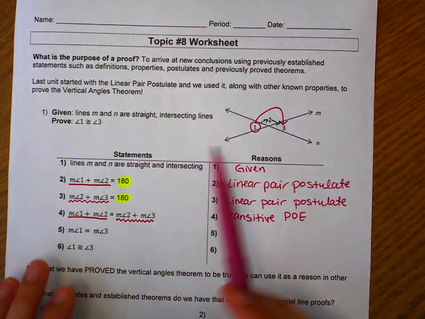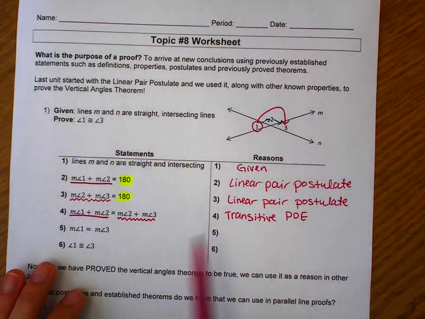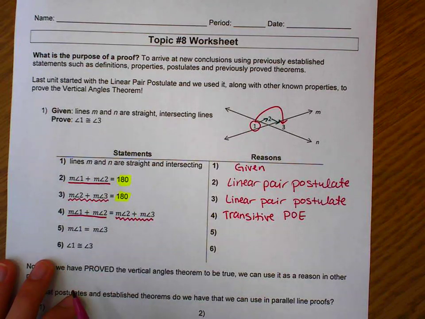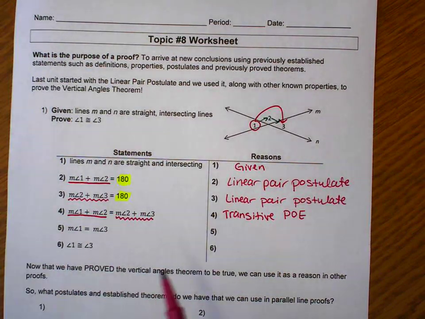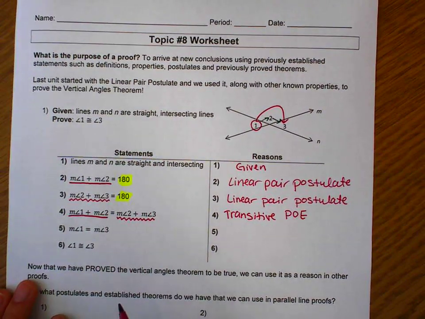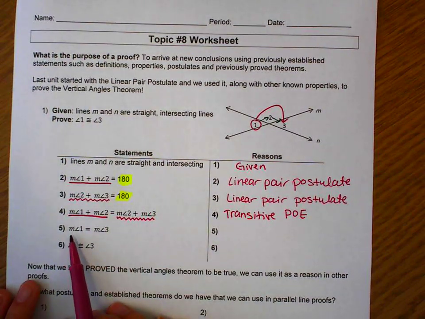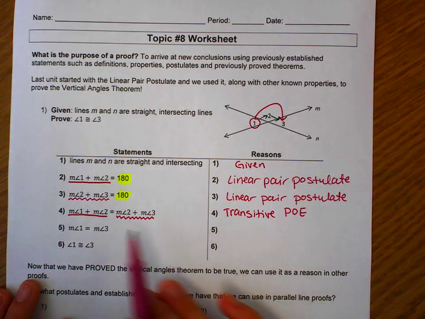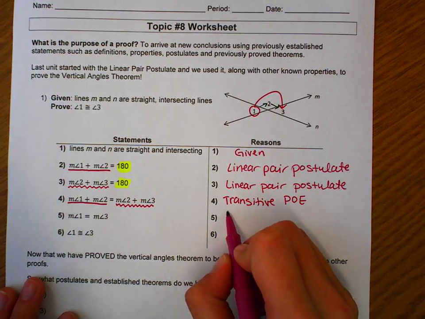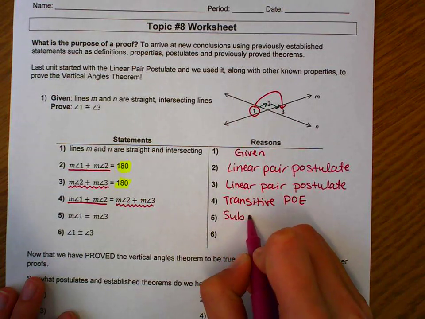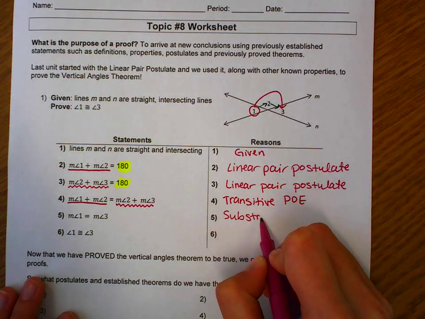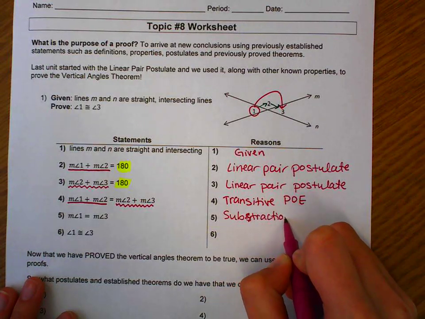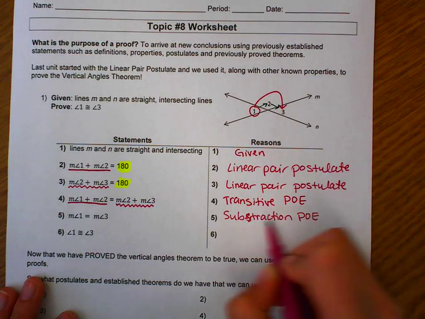My goal is to prove that angle 1 and angle 3 are congruent. So I've got the measure of angle 2 here, and like I said earlier, this was a stepping stone for me. So I want to get rid of it now. I'm going to subtract the measure of angle 2 from both sides, and I'm just left with the measure of angle 1 equals the measure of angle 3. The reason that allows me to subtract from both sides, as we know from last unit, is the subtraction property of equality.